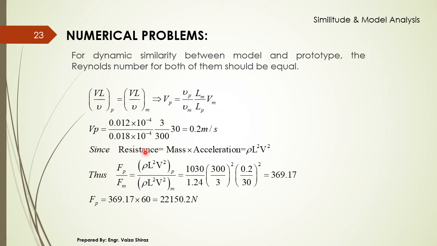So as resistance is a force which is equal to mass into acceleration, this is the equation. So the ratio of the forces is basically giving this equation. We will just put the values, and we can find out Fp through this, as we know the value of the parameters other than Fp in the formula, including Fm. So this is the resistive force in the prototype, that is 22150.2 Newton.